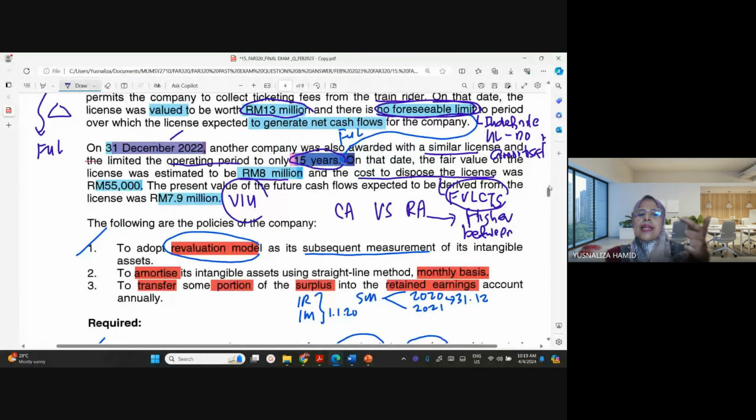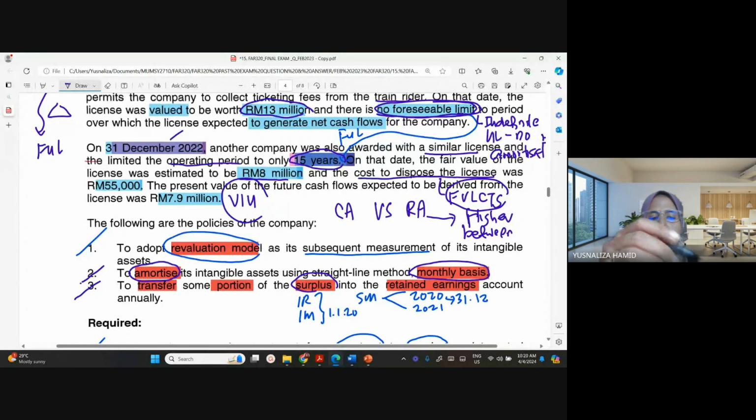For the license, you will have to calculate impairment and explain what happened during that period for 2022. And for the earlier software, you need to explain the revaluation for those 2 years. Both assets will be amortized, so there is no depreciation. Amortization is on a monthly basis, so you have to take the month of ownership. And the company also has a policy of transferring some revaluation surplus back to retained earnings. These are the situations where you are showing that some of the surplus has been realized.